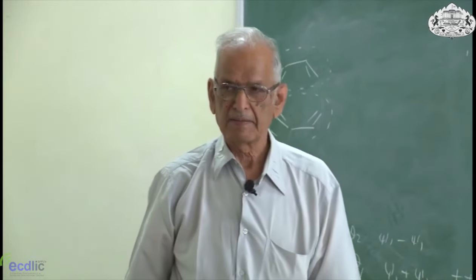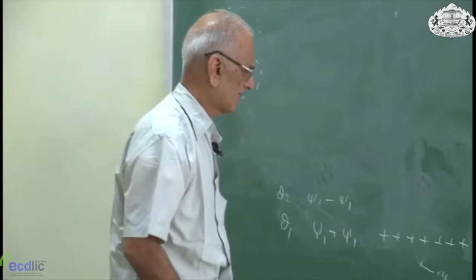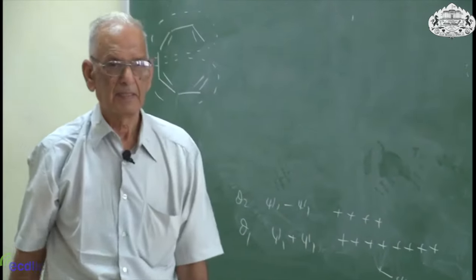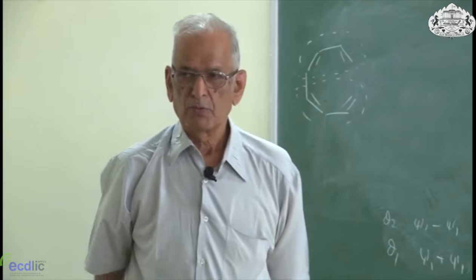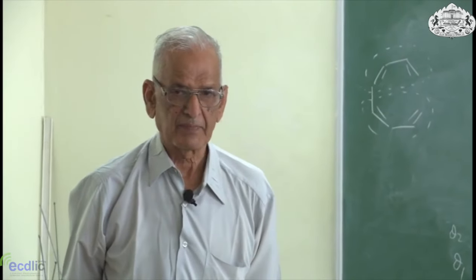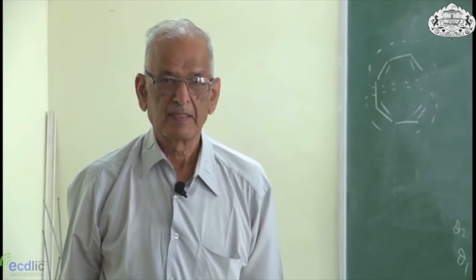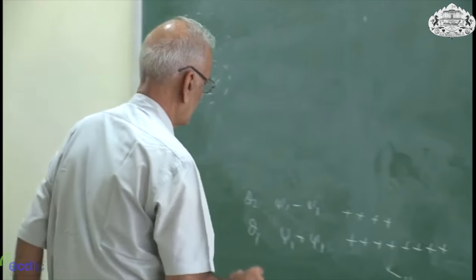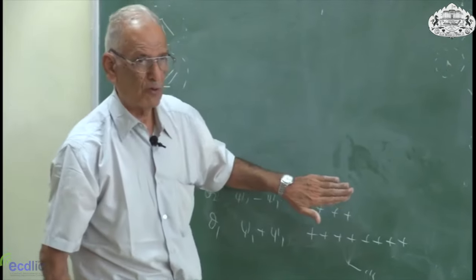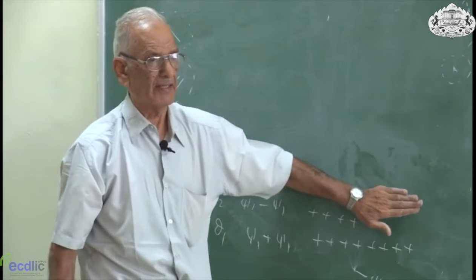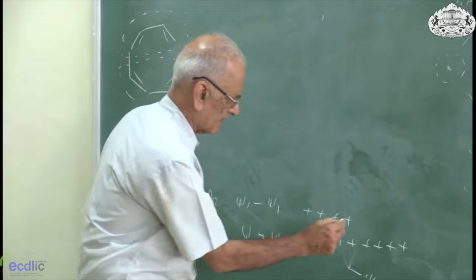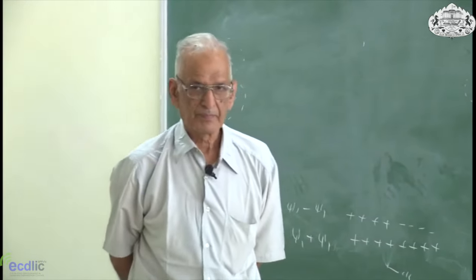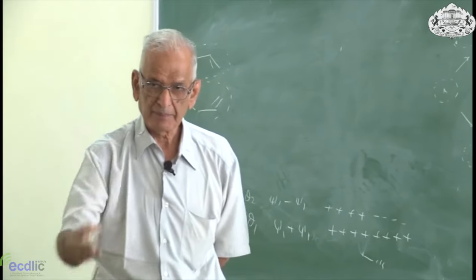Psi 1 minus psi 1. What should I write next? Middle orbitals must have opposite sign. So all 4 pluses on this side, and on that side, all 4 minus. All right? Okay.